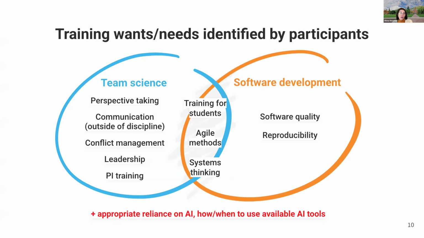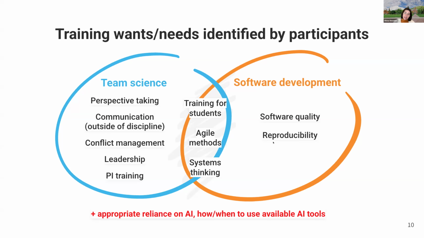In addition to asking about awareness of best practices, we were interested in learning about what members of the scientific computing community felt they and their colleagues would benefit from in terms of training. So responses reflected a desire to learn more about how to better take the point of view of others, how to communicate to folks who don't speak the same disciplinary language, how to handle conflict and maybe some difficult personalities, but also how to be a good leader, and in particular, how to be a good principal investigator working with students and early career and junior folks.